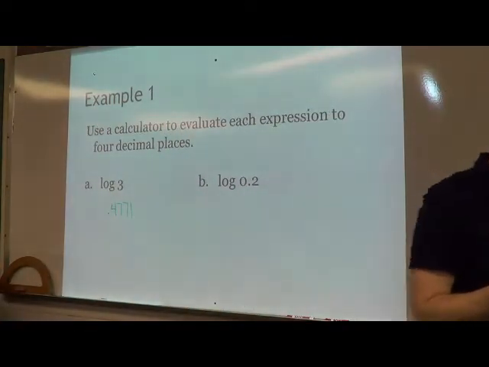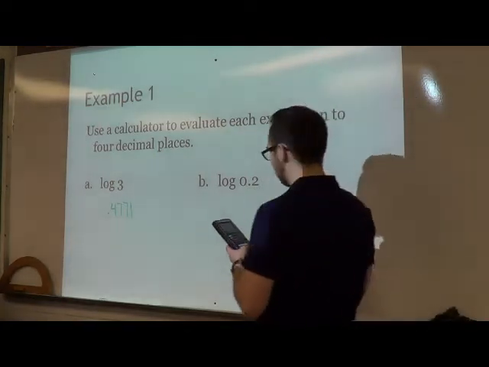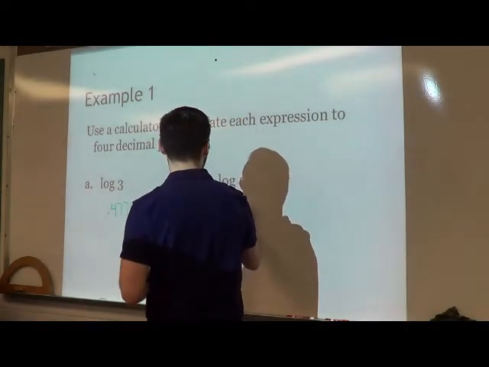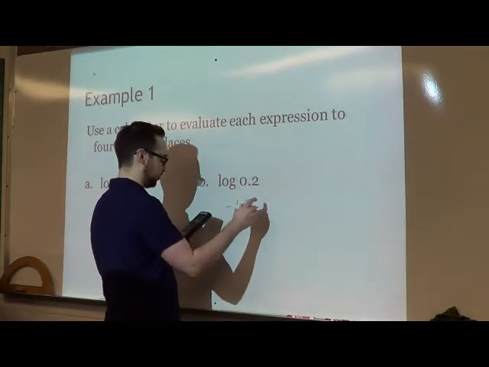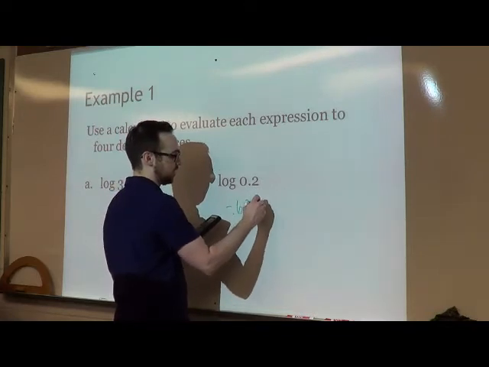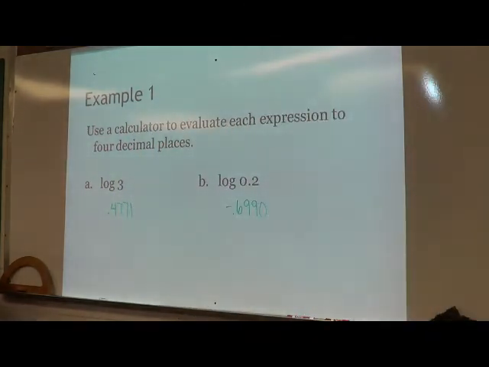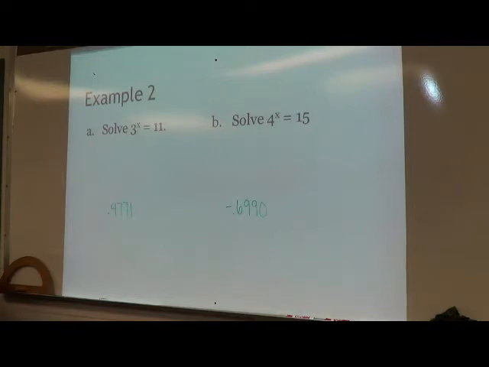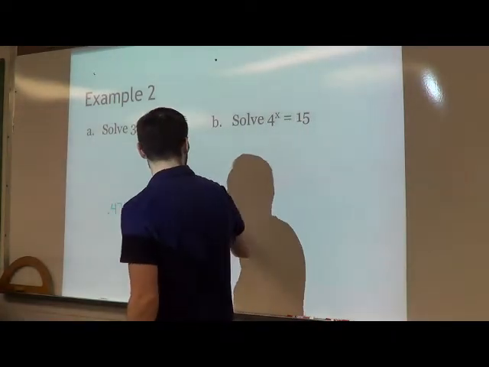And then again, log of 0.2 gave me a negative number. So it was negative, which can happen, 0.69. Now it goes 897, so the 7 rounds the 9 up, so it ends up rounding it all up, so it's 0.6990. So make sure you properly round all of those things. So that's not hard. So let's take a look now at how we use this to solve some equations. How is this more useful than what we had been doing?